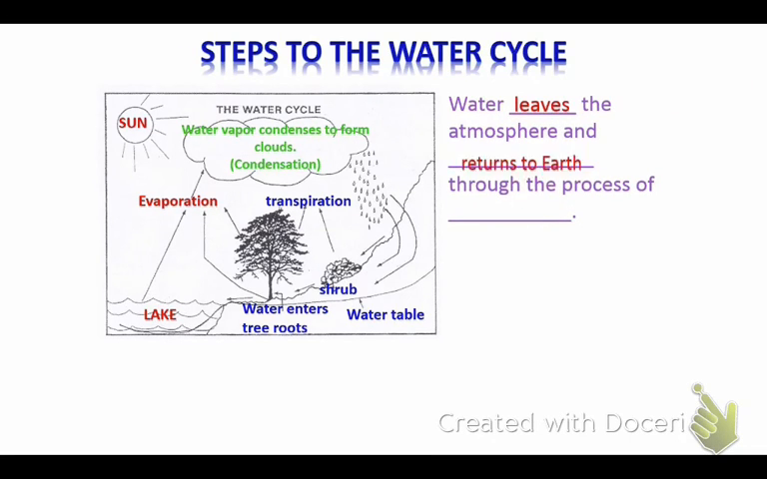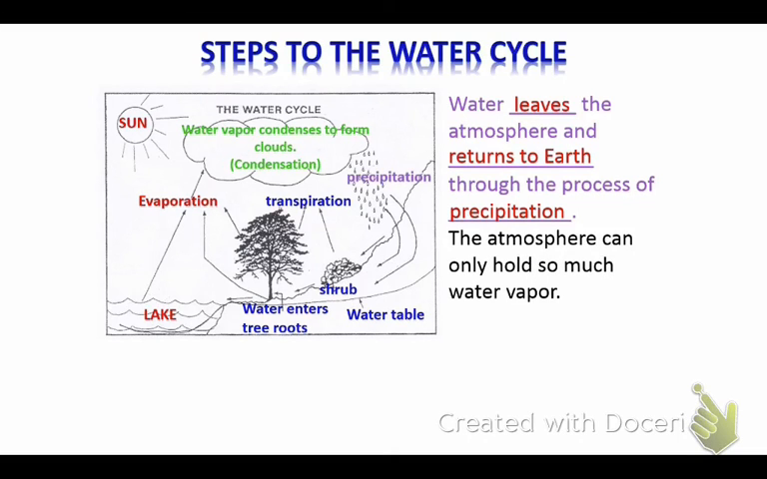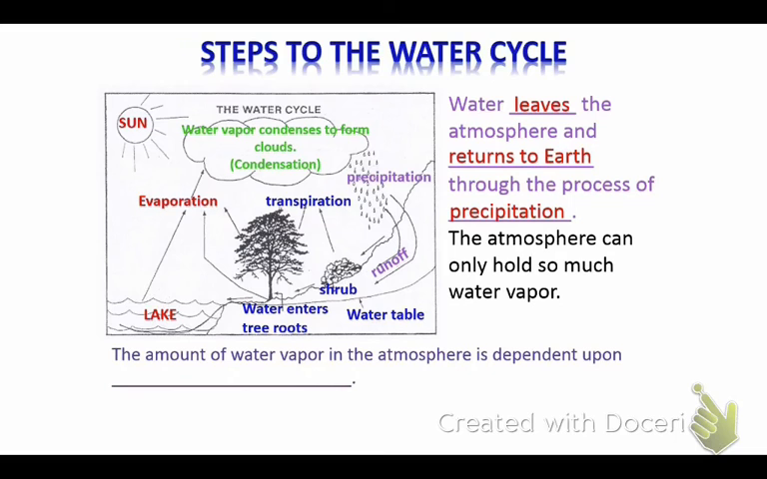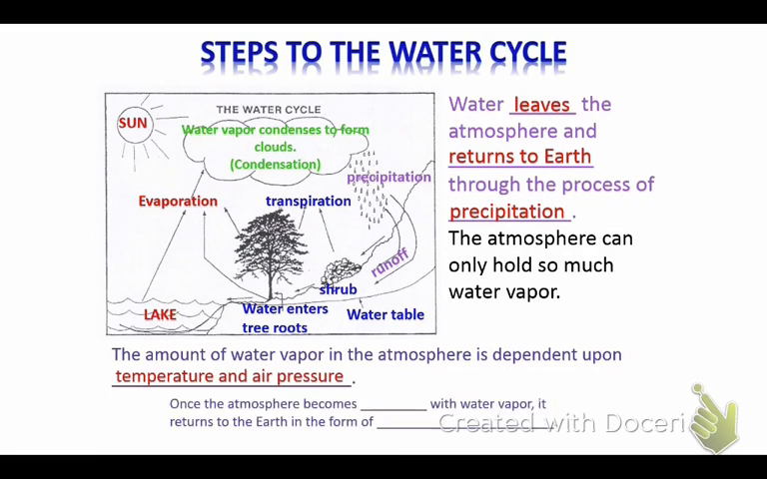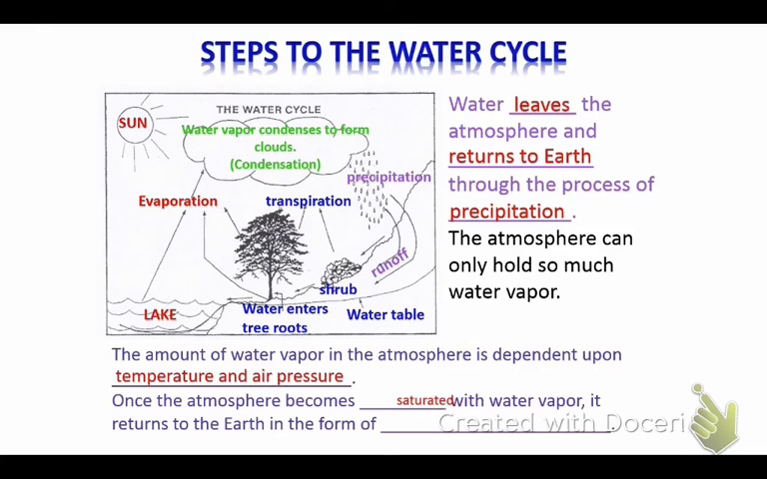All right. So water leaves the atmosphere and returns to Earth through the process of precipitation, okay? The atmosphere can only hold so much water vapor, so once it meets that point, due to the temperature and air pressure, eventually it will rain, snow, sleet, hail, or fog up.